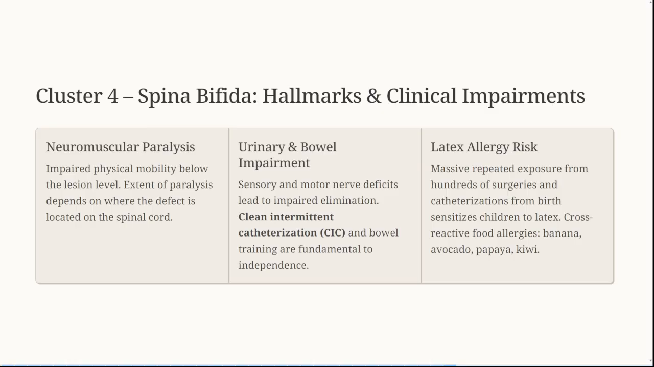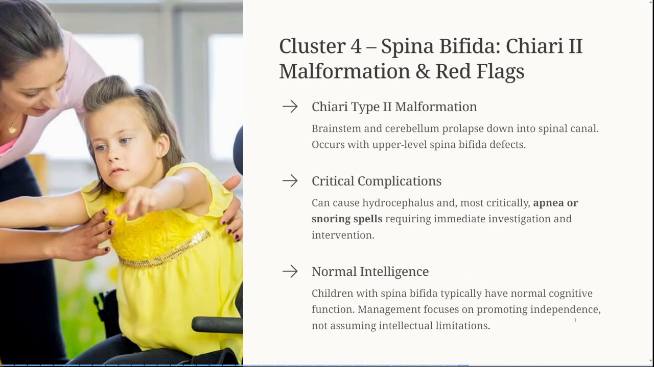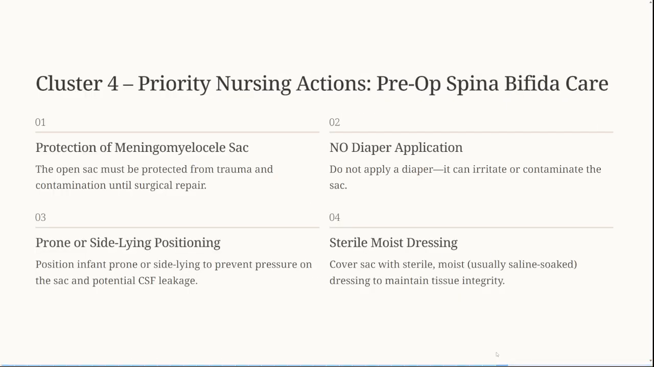What's another risk for these patients? Another grave risk, especially for upper-level defects, is the potential for Chiari type 2 malformation. This is where the brainstem and cerebellum prolapse down into the spinal canal. And that can cause? It can cause hydrocephalus and, critically, apnea or snoring spells, which require immediate investigation. Okay. For preoperative care of a newborn with an open meningomyelocele sac, what are the priorities? Protection and positioning. You do not apply a diaper because it could irritate or contaminate the sac.